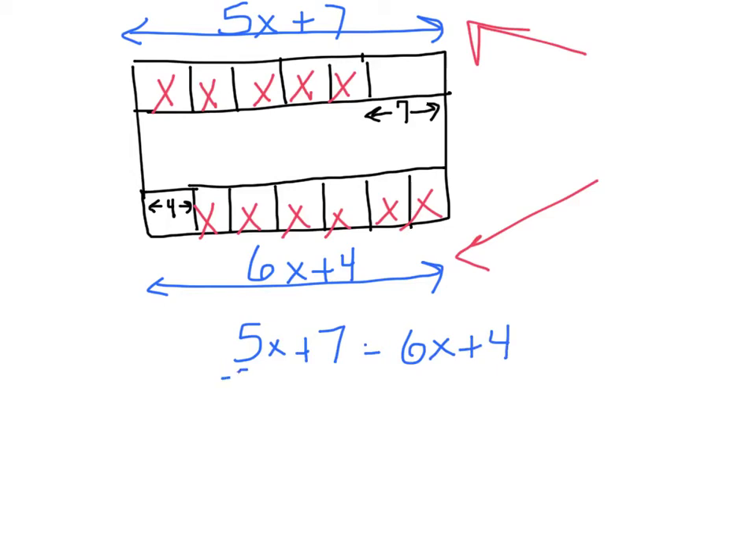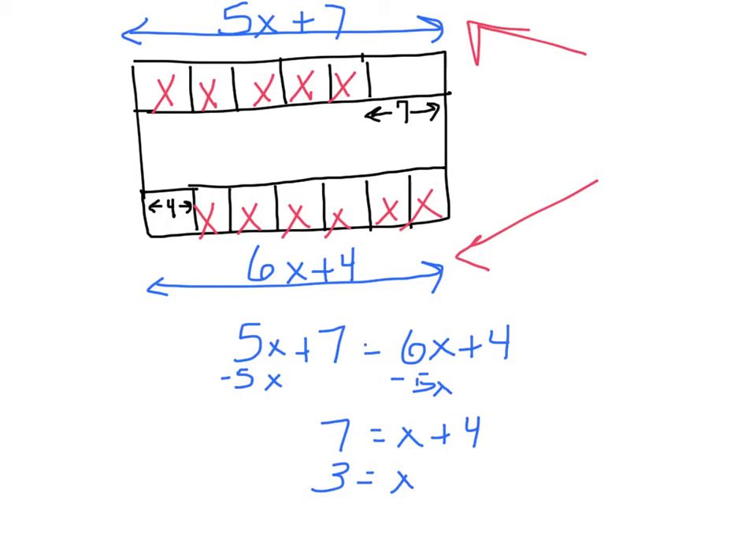I'm going to subtract 5x on both sides. You get 7 equals x plus 4. I now subtract 4 on both sides. I get x equals 3. Now here's the part that a lot of people get tricked by. This is a problem where you're not done.